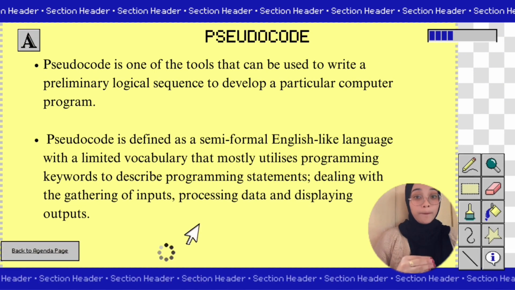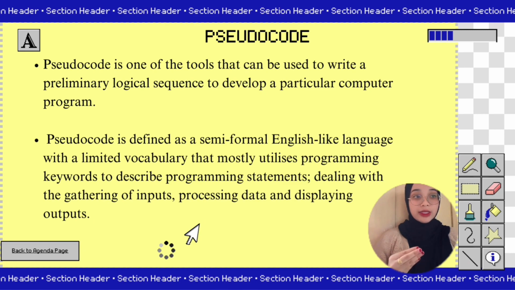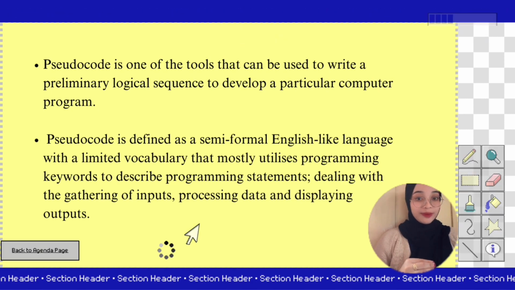As we know, pseudocode is one of the tools that can be used to write a preliminary logical sequence to develop a particular computer program. Besides that, pseudocode is also defined as a semi-formal English-like language with a limited vocabulary that mostly utilizes programming keywords to describe programming statements dealing with the gathering of inputs, processing data, and displaying outputs.